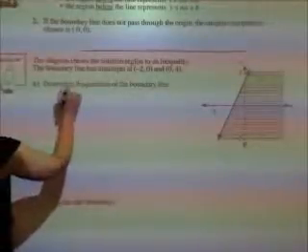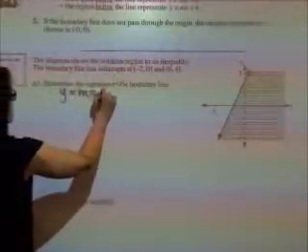So if we look at class example number 4, you're given the line and you're asked to write the inequality that matches to this line. So the diagram shows the solution region to an inequality. The boundary line has intercepts at -2 and 0 and 0 and 4. So how would I determine the equation of this line? I would use the form y equals mx plus b, because this is a linear equation.